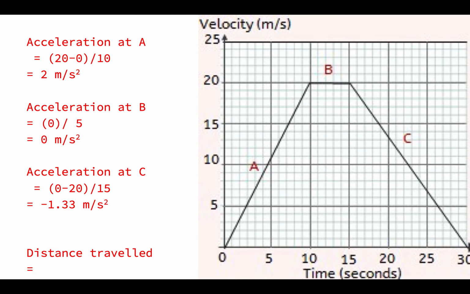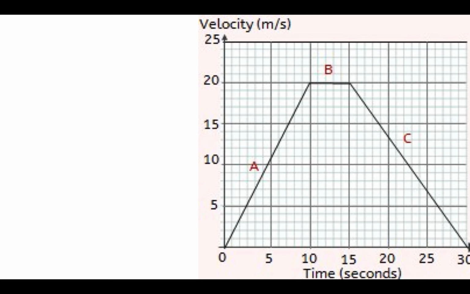Now we're moving on to calculating the distance travelled. This is where we use more maths. So once again, your GCSE maths qualification, really important that you keep on top of that. And we're about to do a little bit more maths.